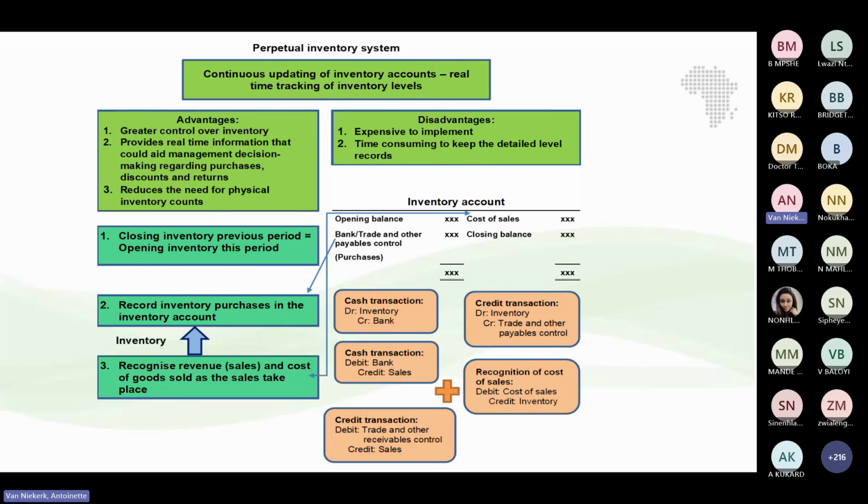I will then not upload tonight's slides because it contains the periodic and perpetual inventory system, then a short markup on cost price, and then short evaluation methods, where I'm literally just mentioning the two and which one we are using.